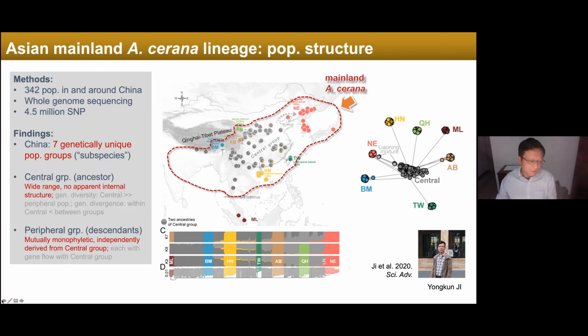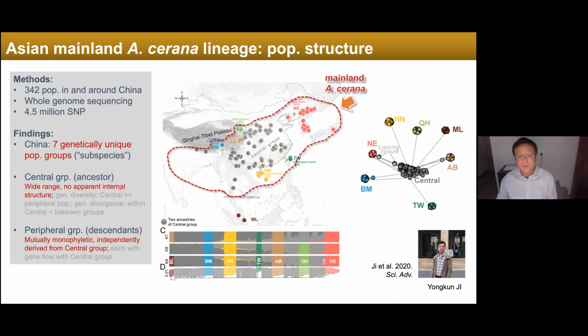If you look at this figure, all the dots in gray belong to a large central population, and all the colorful dots belong to different subspecies or local populations, if you like. But their genetic divergence from the central population is large enough to be called a subspecies based on the criteria used in the Western honeybee.